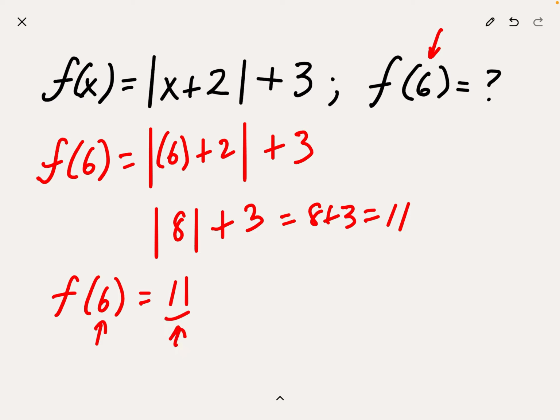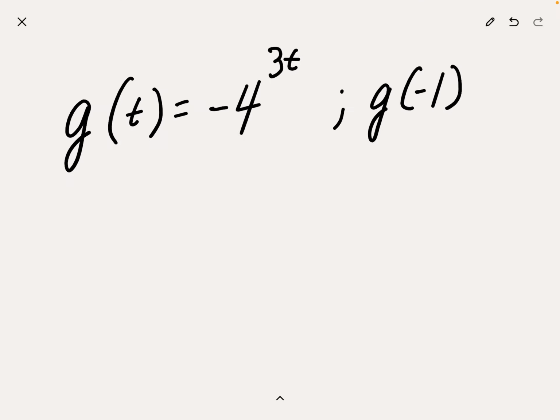Okay? Let's do another example. In this example, we have the function g of t equals a negative 4 raised to the 3t power, and they want us to find what is g of a negative 1. So we're going to take the input, a negative 1, and wherever we see a t, we're going to substitute the negative 1 in for it. So g of a negative 1 equals a negative 4 raised to the 3, and again I replace the t with a negative 1, and notice I put it in parentheses.